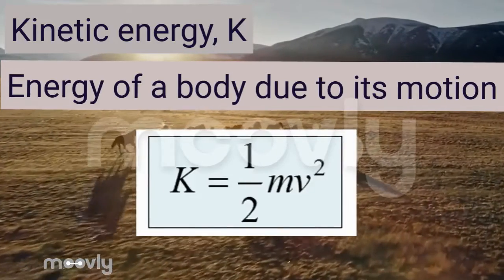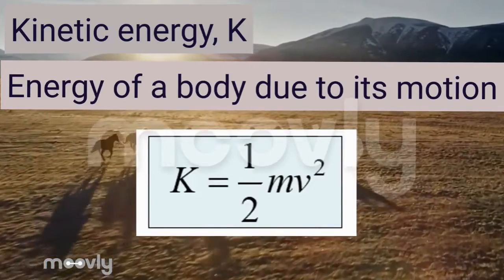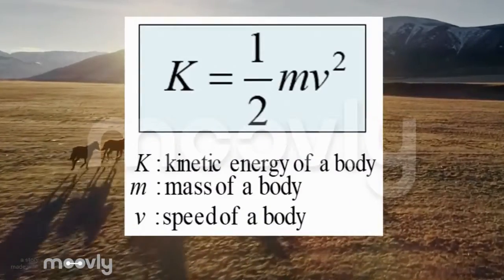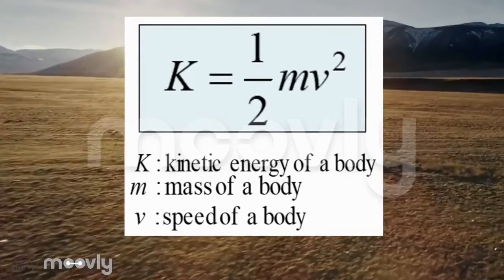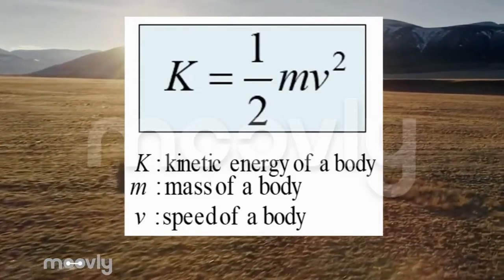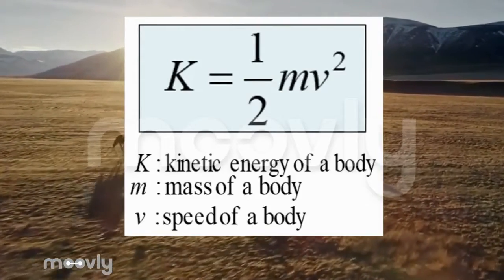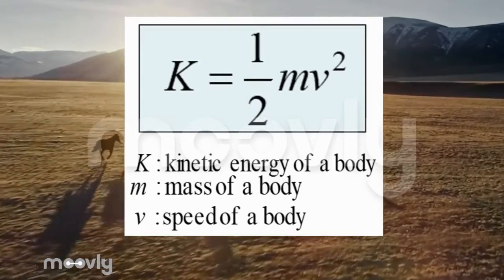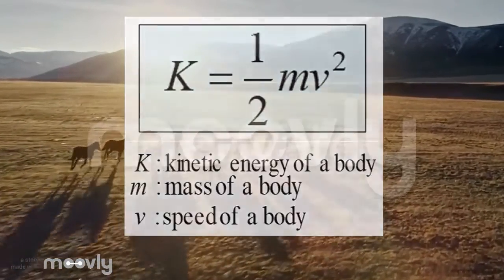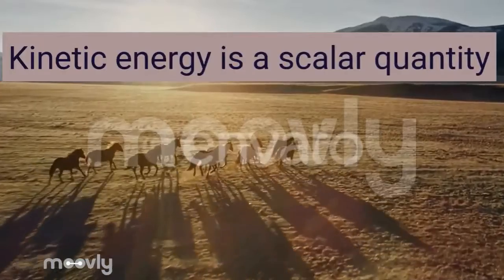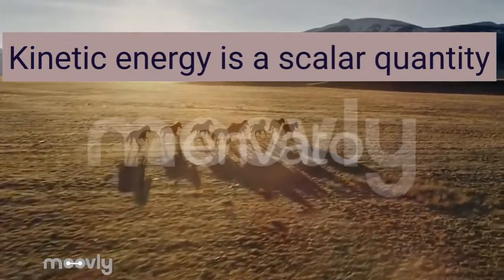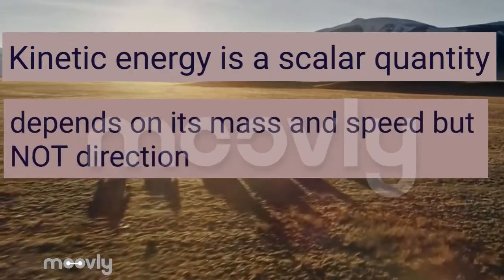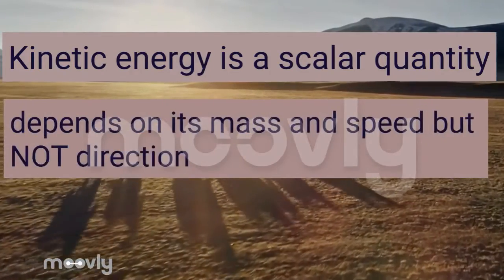You can write down the equation of kinetic energy as half mv squared, where K is kinetic energy of a body, m for the mass in kilogram, and v is the speed of the body in meter per second. Kinetic energy is a scalar quantity, and that means that kinetic energy depends on its mass and speed, but not direction.